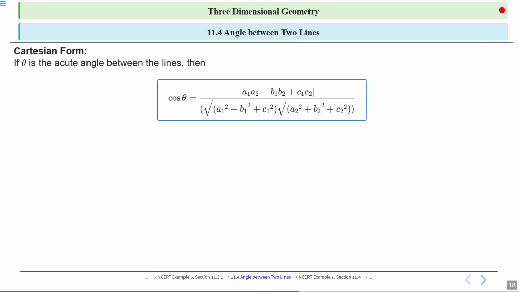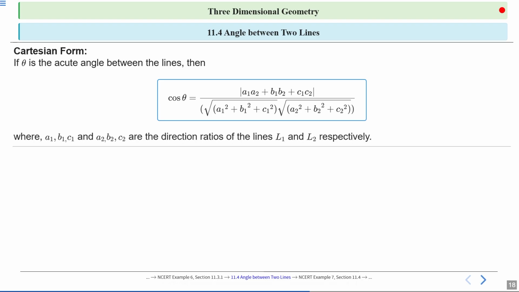So if theta is the acute angle between the lines, then cos theta equals absolute value of a1 times a2 plus b1 times b2 plus c1 times c2 divided by square root of a1 square plus b1 square plus c1 square times square root of a2 square plus b2 square plus c2 square, where a1, b1 and c1 are the direction ratios for the first line L1 and a2, b2 and c2 are the direction ratios for the second line L2.